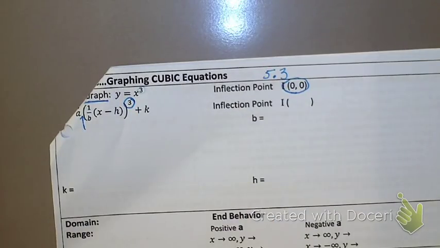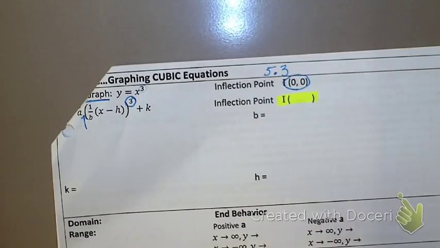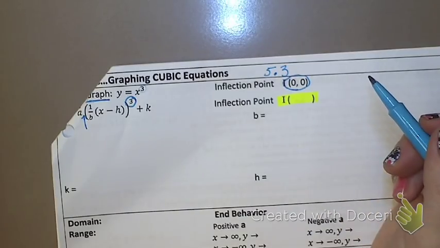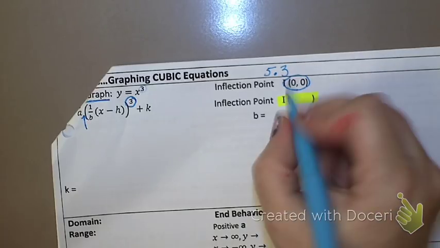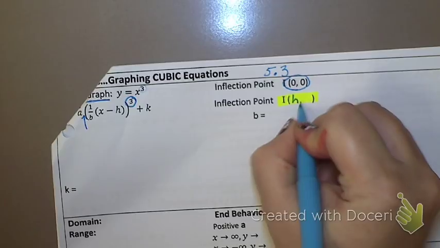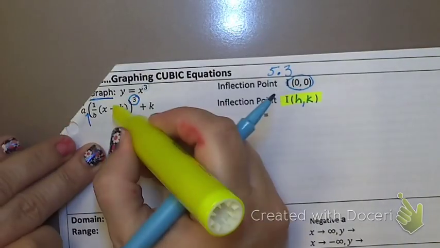All right? This is the important thing, our inflection point. You have to find the inflection point first and foremost. If you don't find the inflection point, you can't do anything further with your graph. Your inflection point will always be h, comma, k. And you get that h and k from right here.